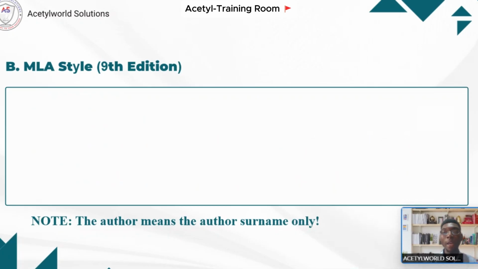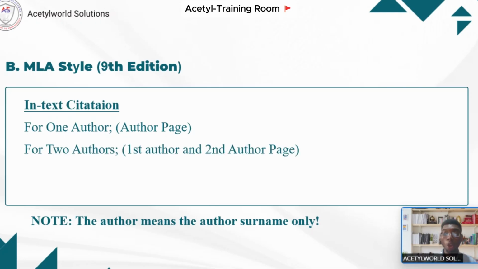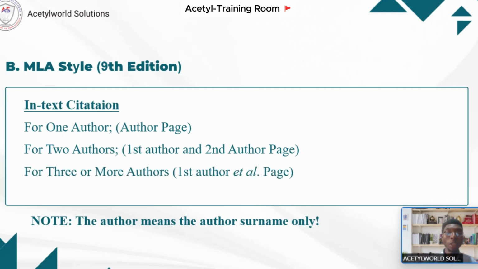For MLA styling, the 9th edition, which is the latest working edition. If it's for one author, you write the author, you don't put any comma, you write the author and you write the page number of that reference. For 2 authors, you write the first author and the second author, then page, don't put comma. Then for 3 or more authors, you write only the first author's name, then you write et al. Then you only put full stop, then page, don't put a comma like APA.